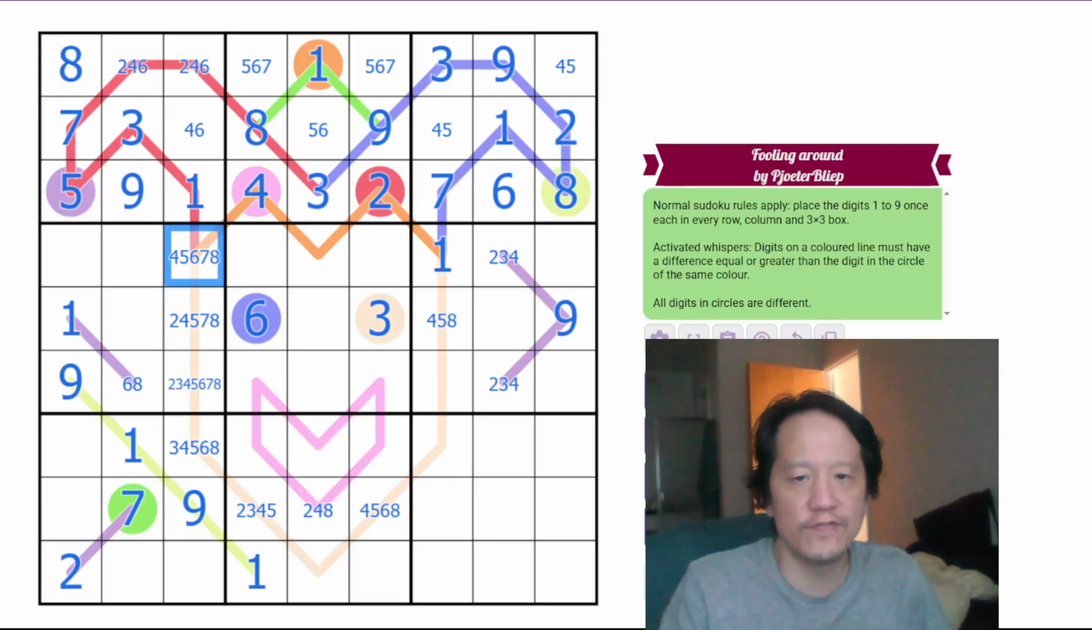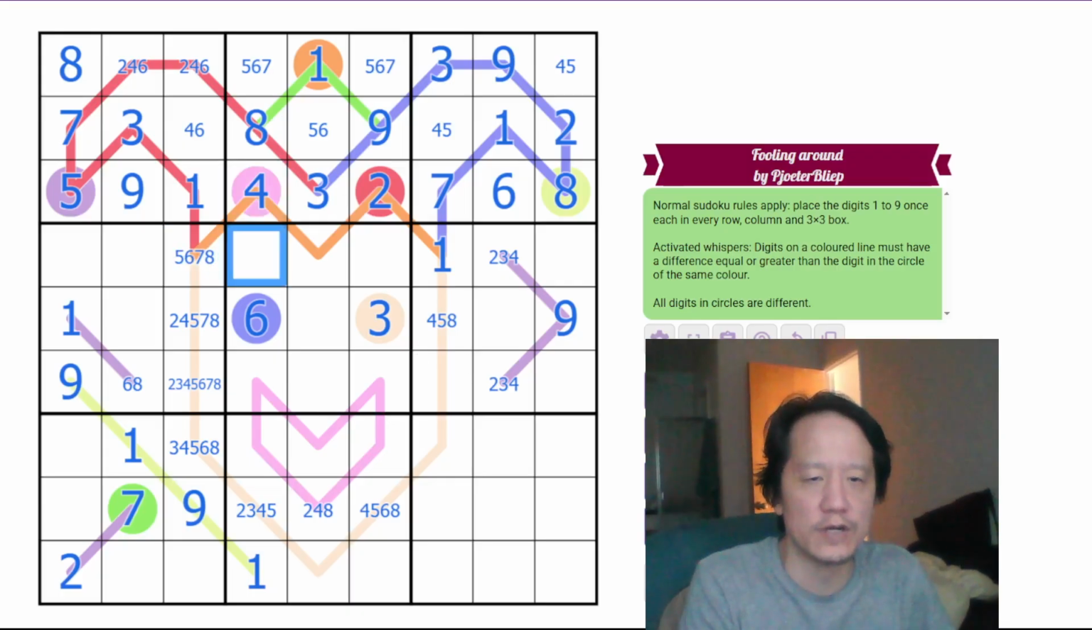This can't be 4 because that's a difference of 0 there. This can't be 2 or 4. This is 5 through 9 here. It can't be 6 because of the 6 in the box. This can't be 4 because of the 4 in the column. This can't be 6 because of the 6 in the column.